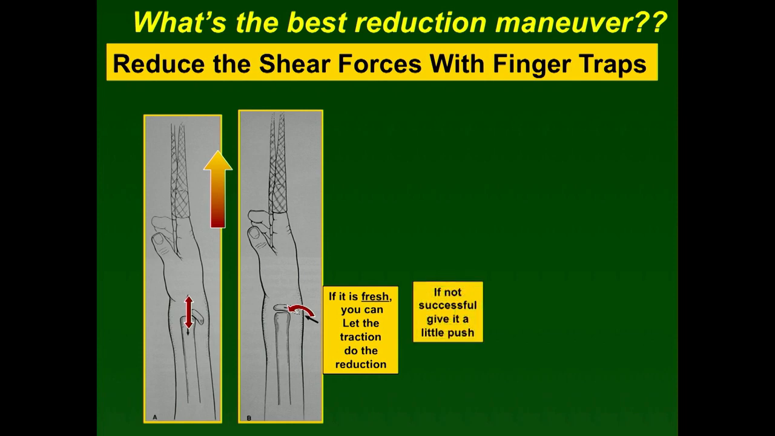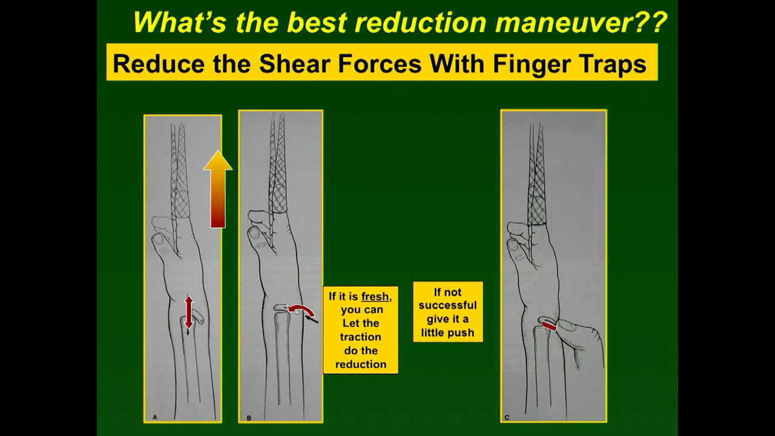If it's not successful, sometimes you can give it a little pull, but the fact about traction is that you've distracted a little bit and decreased the tendency towards a shear, which can cause damage to the growth cells. So, when I was a resident, we always said you immobilize the joint above and below. Is that still true? Can you use a short arm cast? No, we were told never use a short arm cast.